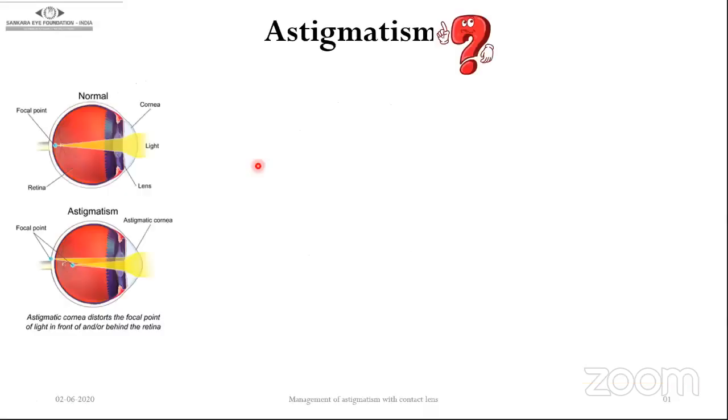Rays of light coming from infinity do not focus on the retina. There is no point image formation, and the horizontal meridian rays will focus at one point and the vertical meridian rays will focus at the other point, because of which the patient may feel blurriness of vision in this condition.